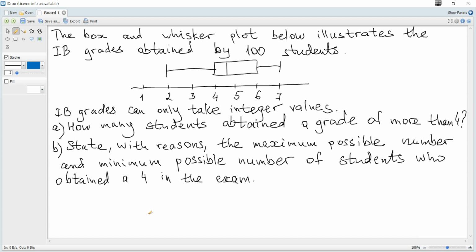The box and whisker plot below illustrates the IB grades obtained by 100 students. IB grades can only take integer values. A. How many students obtained a grade of more than 4?